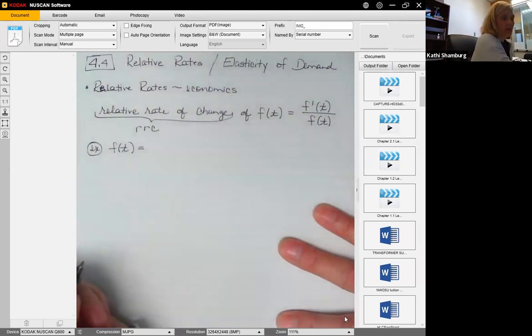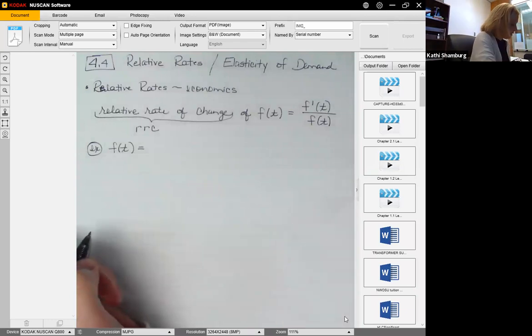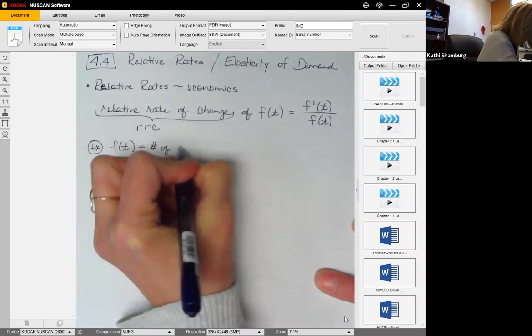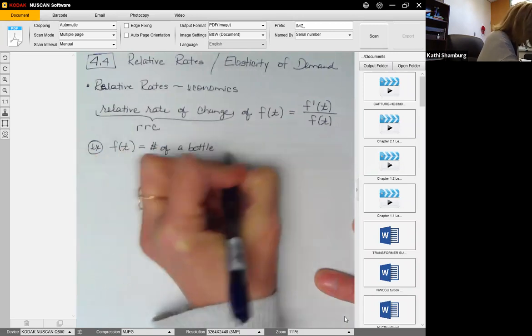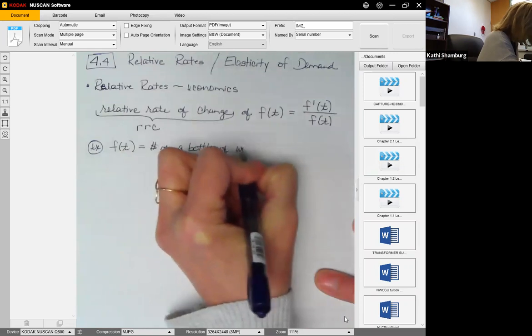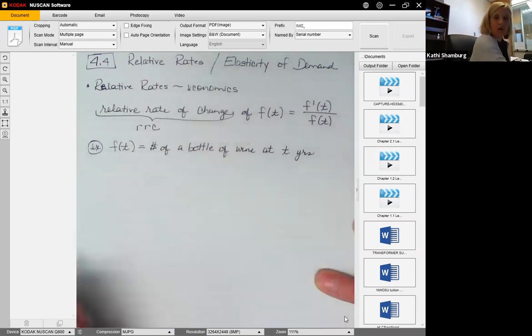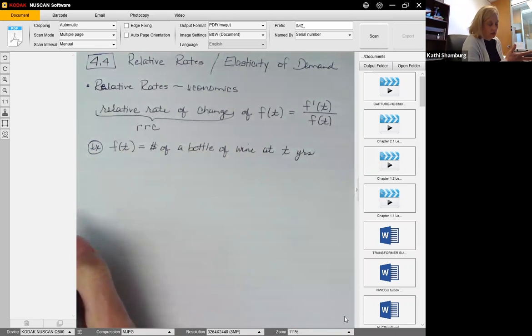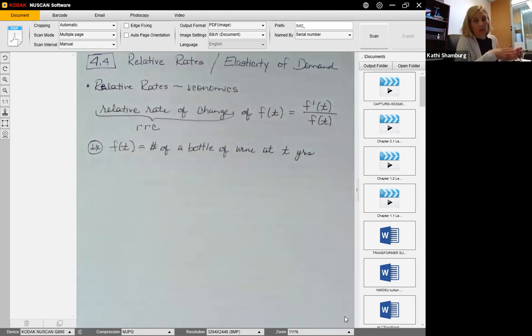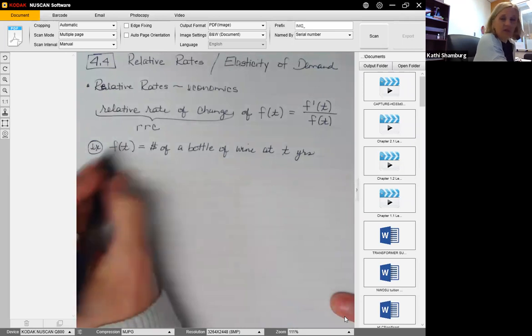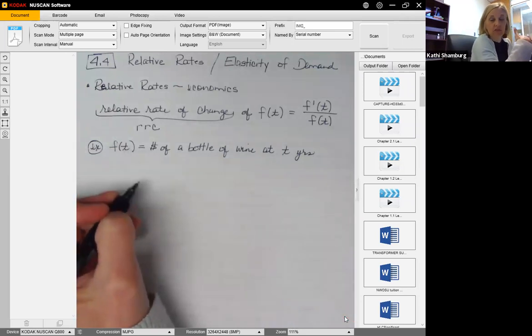So I'm not going to give a particular function, but I'm going to tell you what the function represents. And it represents the cost of a bottle of wine at T years. So the cost of a bottle of wine at 5 years, at 10 years, and so forth, because supposedly the older a wine gets, the higher in value it goes. So typically we would be given the function and we would input and then find an output. I'm going to give you the input and the output.